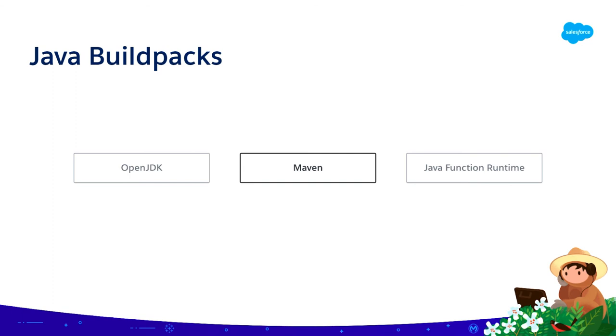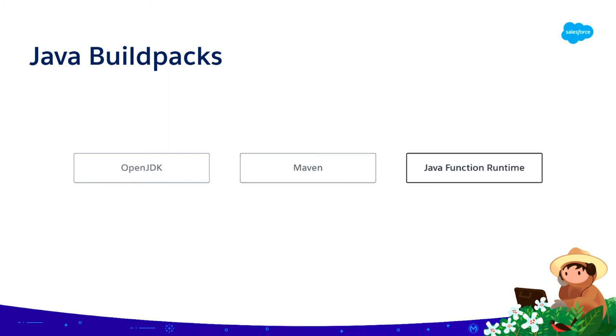However, we encourage customers to not rely on a Maven version we just install. If you have a Maven wrapper in your function, we will use that wrapper instead to make sure you have that nice dev prod parity that you want.